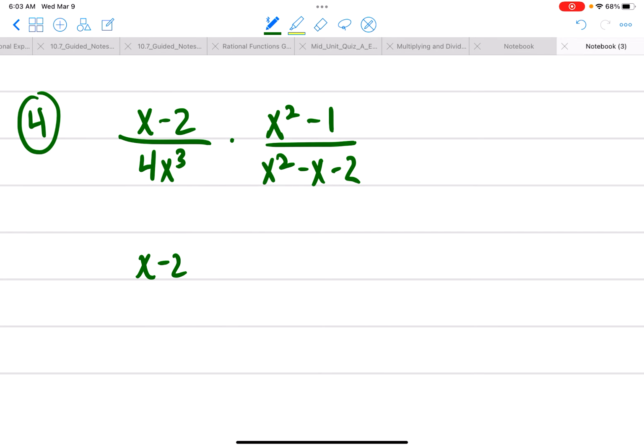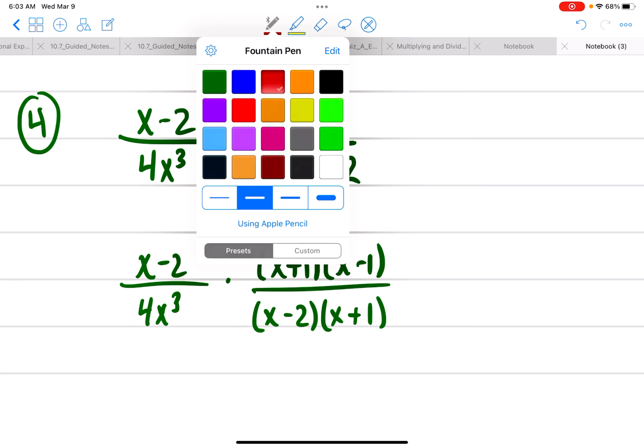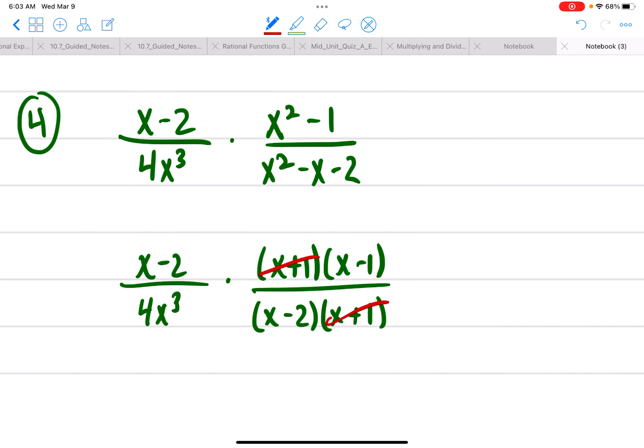These are just basically more practice of the same thing, although I would stick around for number 5 or fast forward to watch number 5 because number 5 is slightly trickier. But on this one, we can't really do anything to the left fraction, but on the right fraction, we can factor the top and we can factor the bottom. The top is a difference of squares. The bottom factors like that. And then let's see, the x plus 1's cancel. The x minus 2's cancel, and we're left with x minus 1 over 4x cubed. Okay, that's it for that one.